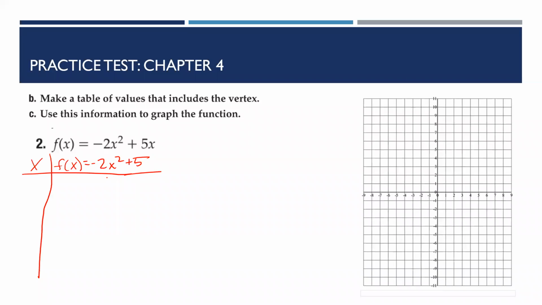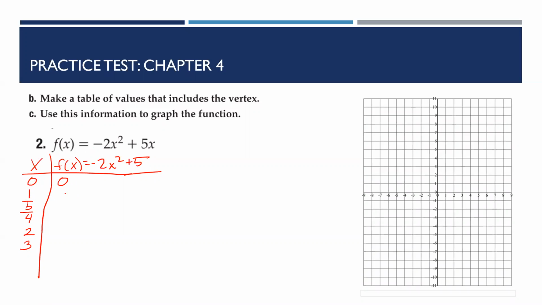The x-coordinate of the vertex we figured out was 5/4, so that's one of the values, right? So we want to go a few points before that, and then a few points after that to get an idea of what the parabola looks like. So I'm going to do 0, 1. I already know for 5/4. Oh, no, I don't know for 5/4. And then I have 2 and 3 I'm also going to use. So we already know 0 because we plugged in 0. This is the same function from the previous slide. So when x is equal to 0, we figured out that f of x was also equal to 0.